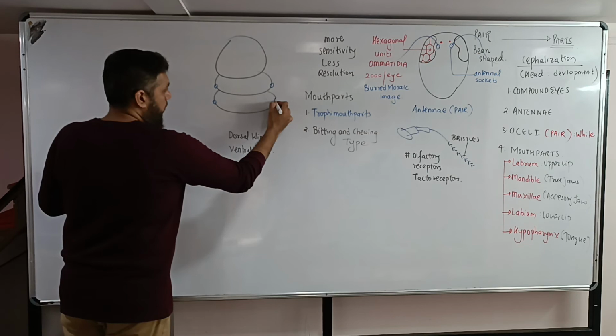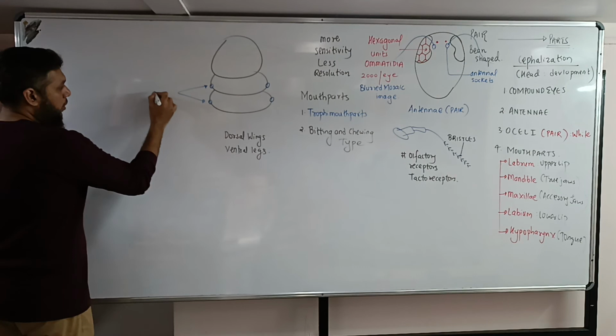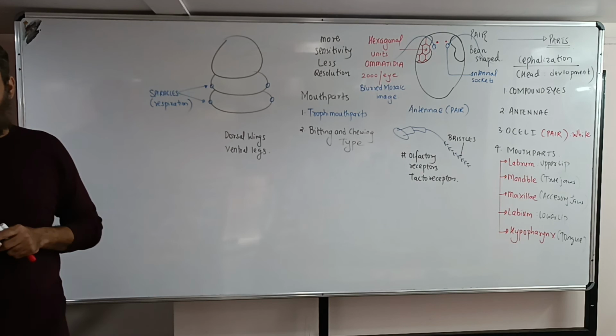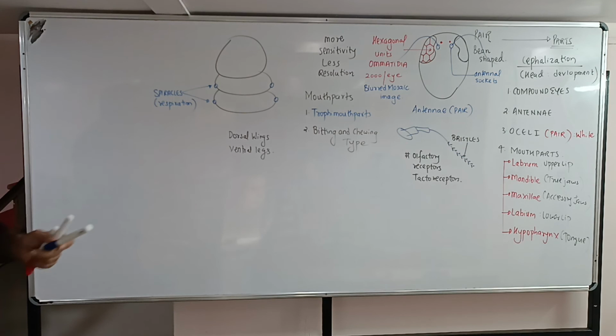On the meso and the metathorax, there is a pair of openings called spiracles, for breathing. Like you have a pair of nostrils, our cockroach has a pair of spiracles. Where? On the thorax.